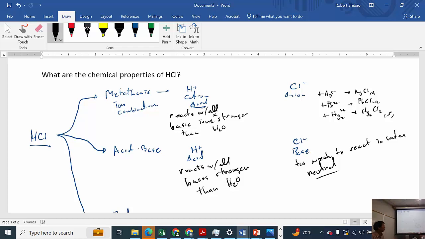So we don't really consider this a base. So let me put a little asterisk here. Chloride we really don't consider, even though it is on the base side of the chart. It's NR, basically. NR.